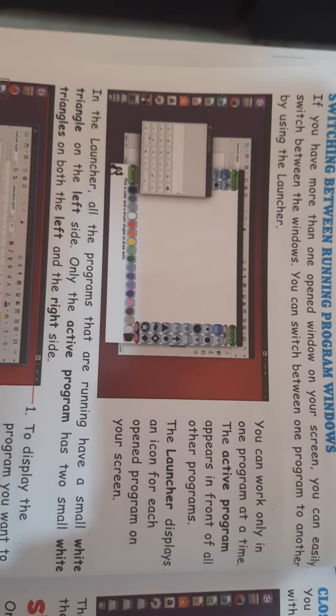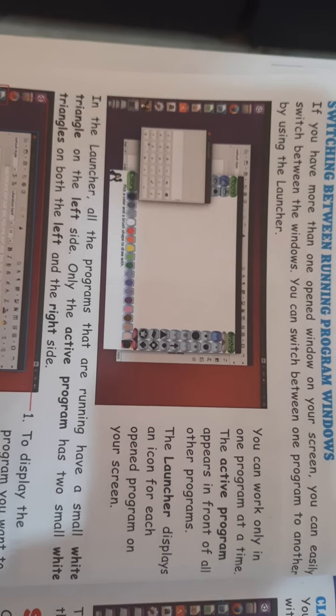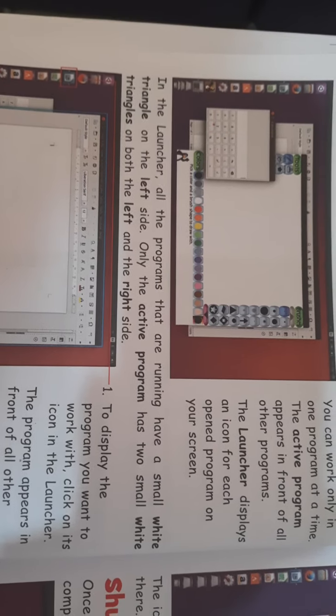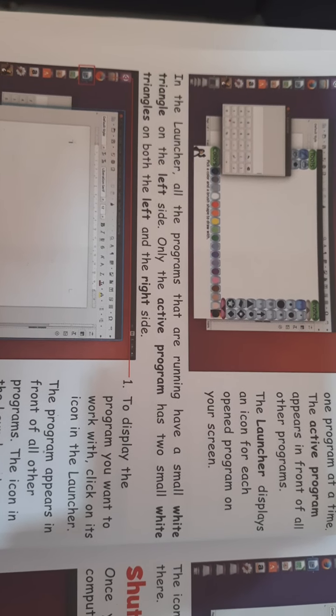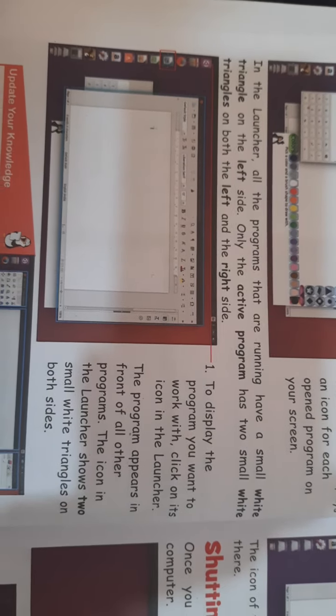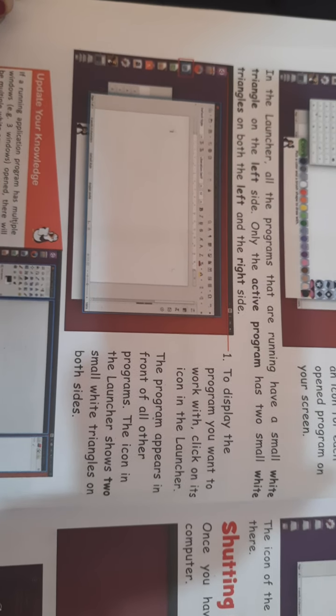You can switch from one program to another by using the launcher. You can work in only one program at a time. The active program appears in front of all other programs. The launcher displays an icon for each open program on your screen. In the launcher, all the programs that are running have a small white triangle on the left side. Only the active program has two small white triangles on both the left and the right.